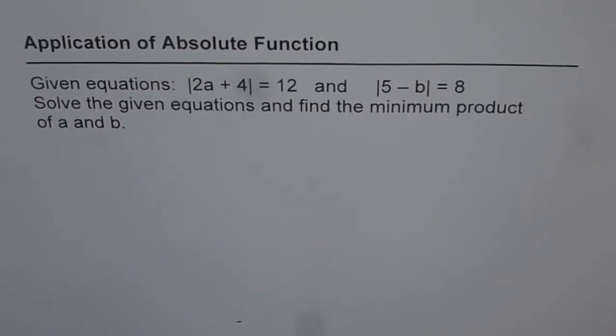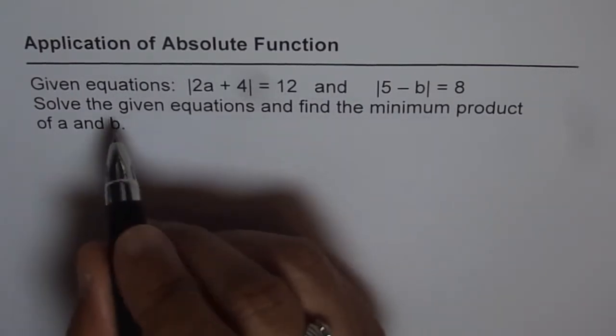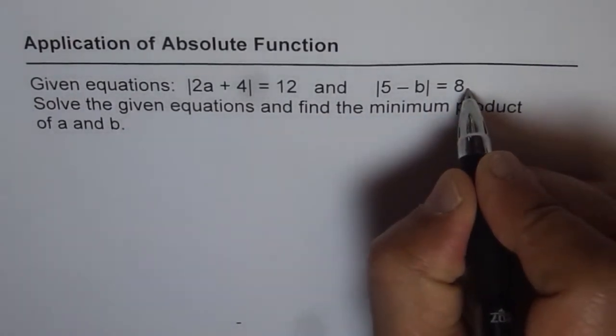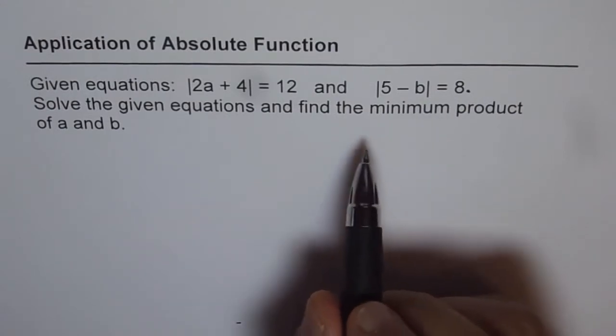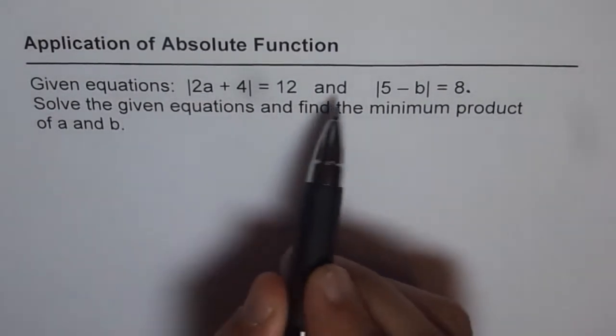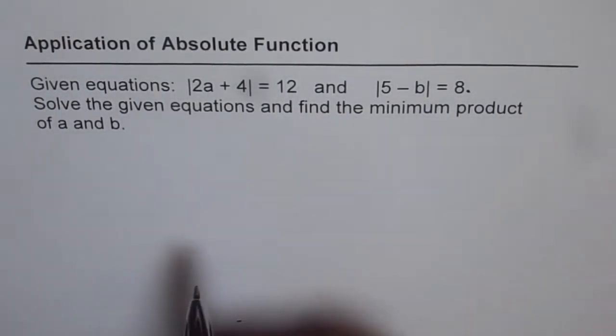Application of absolute function. Given equations absolute value of 2a plus 4 equals 12 and absolute value of 5 minus b equals 8. Solve the given equations and find the minimum product of a and b. So we are given these two equations and we need to find the minimum product of a and b. So let's first solve for a and b.